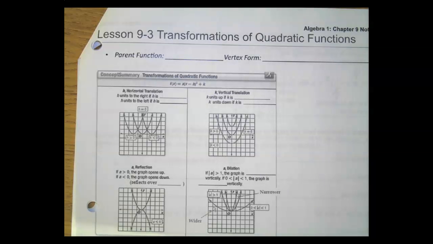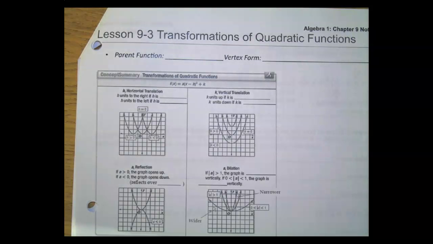All right, so we're going to start on lesson 9.3, which is I just want you to take the notes today. You can get started on the assignment, but the assignment is really to be completed on Monday. So let's not forget that.